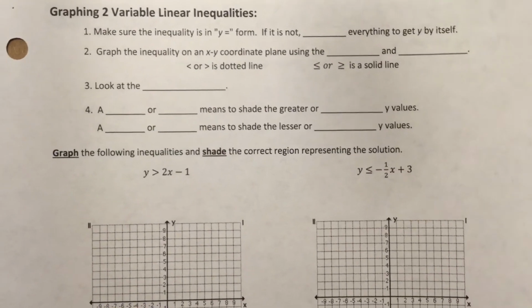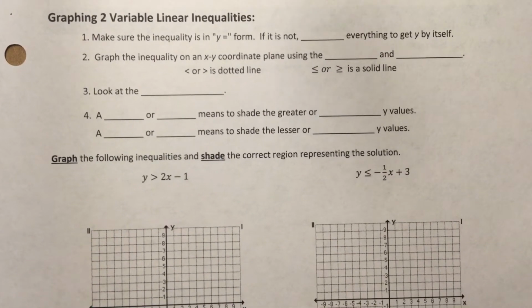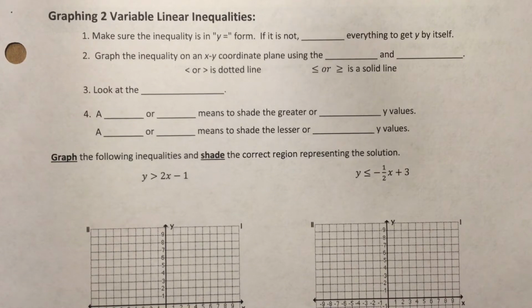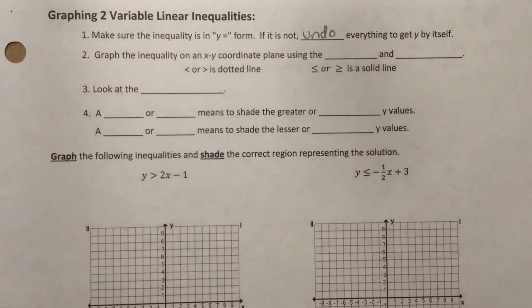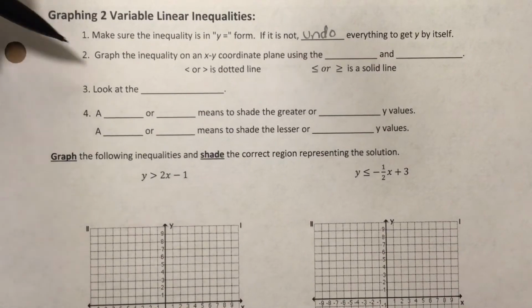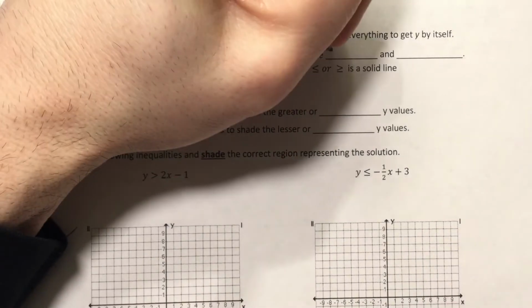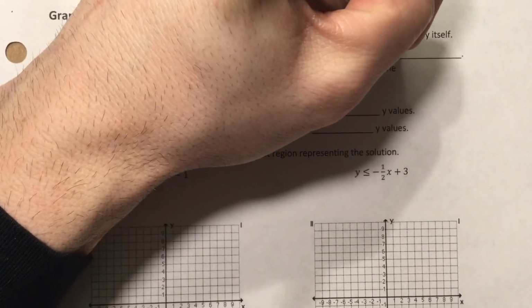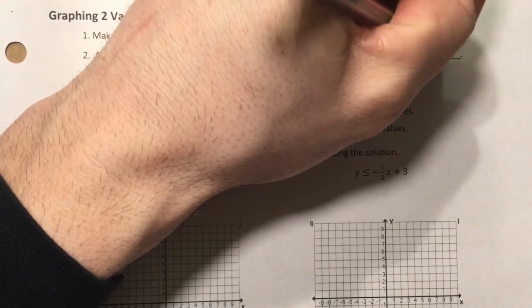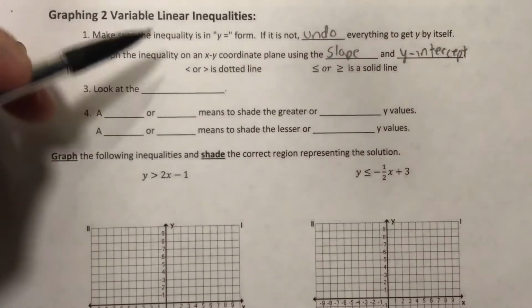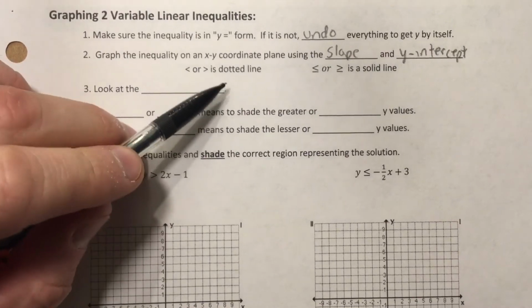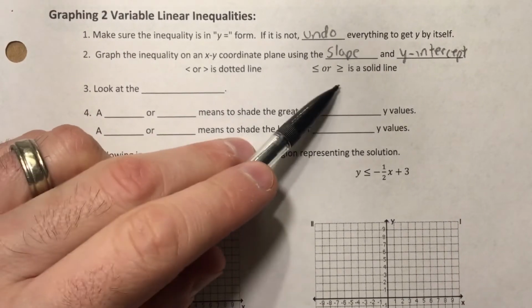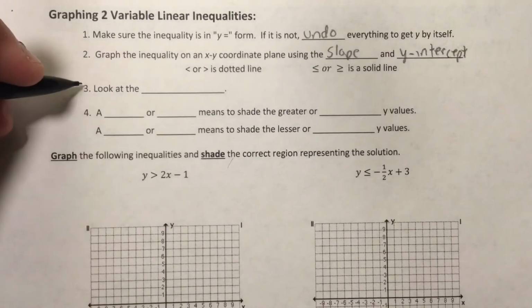For the 2 variable linear inequalities, first thing you want to do is make sure the inequality is in y equals form. If not, undo everything to get the y by itself. You want to graph the inequality on an xy coordinate plane using the slope and the y-intercept. Because again, these are going to be lines for now. Instead of the open dot, closed dot, if we have less than or greater than, we use a dotted line. And if we have the equal to, then we use a solid line.